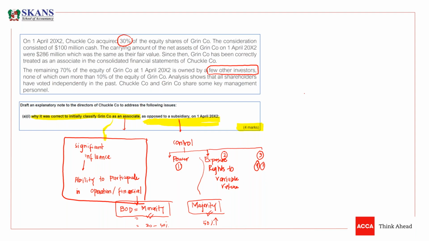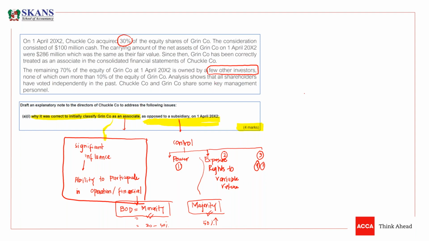None of which own more than 10% of equity of Green Company. Analysis shows that all shareholders have voted independently in the past. So the other shareholders have more than 10% holding. It means they have significant holding. They are voting independently. They are voting independently in the past.